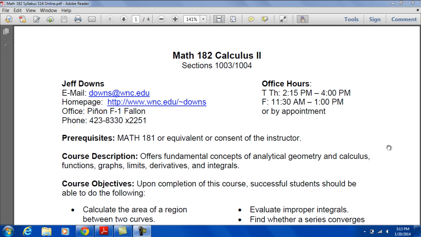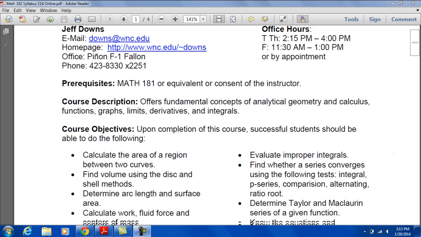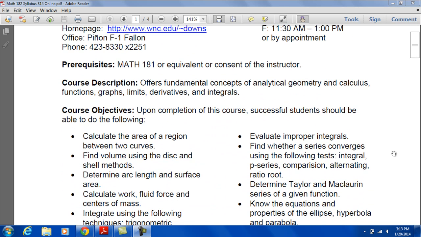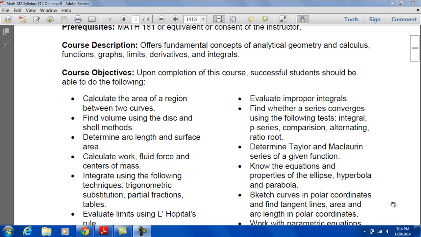Office hours for this semester are Tuesday, Thursday, 2:15 to 4 p.m., and on Friday, 11:30 to 1 p.m., or by appointment. Prerequisite, you need to have Math 181 or equivalent for the class. Course description offers fundamental concepts of analytic geometry and calculus, functions, graphs, limits, derivatives, and integrals.